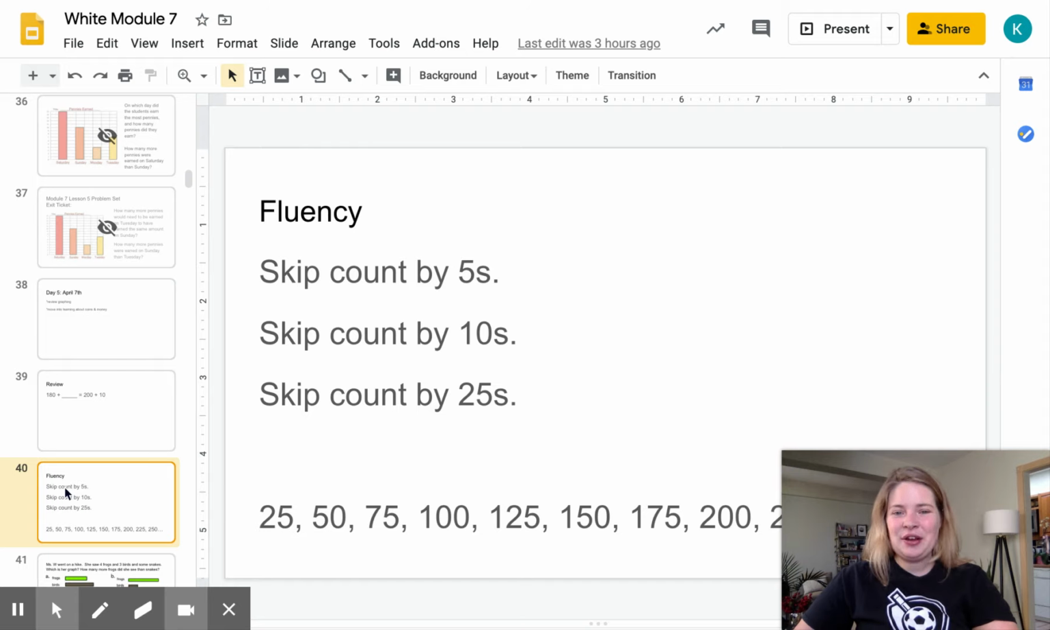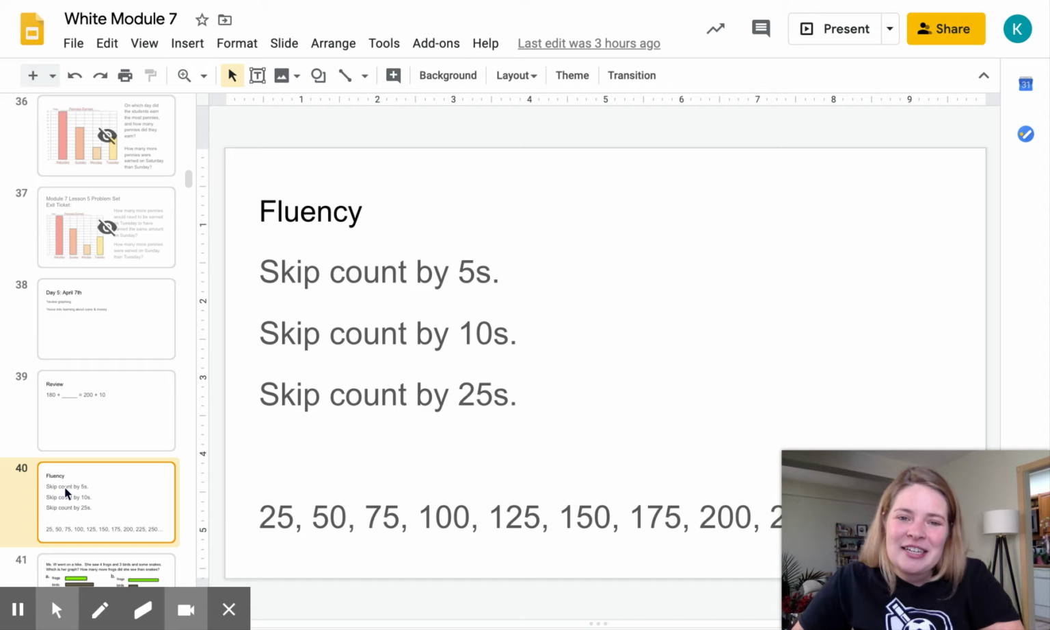Let's get to 200 by skip counting by tens. 10, 20, 30, 40, 50, 60, 70, 80, 90, 100. 110, 120, 130, 140, 150, 160, 170, 180, 190, 200. Notice the pattern. Good job.